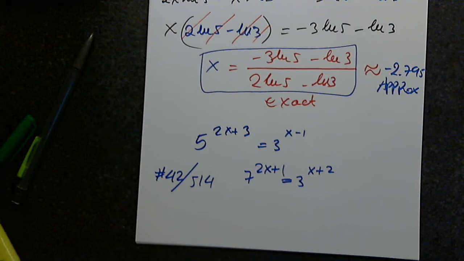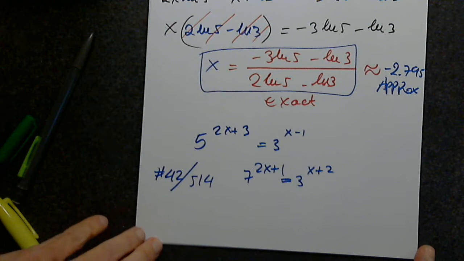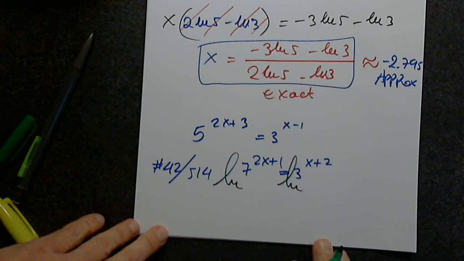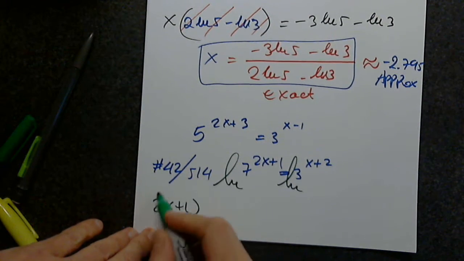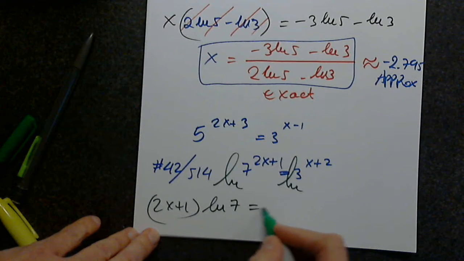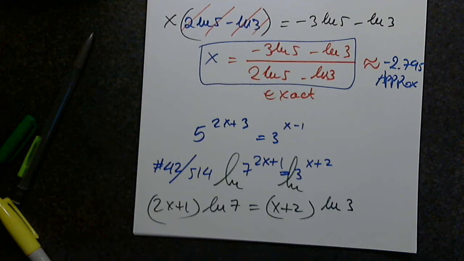Okay, ready? So our only option is to apply a natural log to both sides, to copy the power in front, applying the product rule. Natural log 7 equals x plus 2, natural log 3. Then, yes, then we have to distribute.